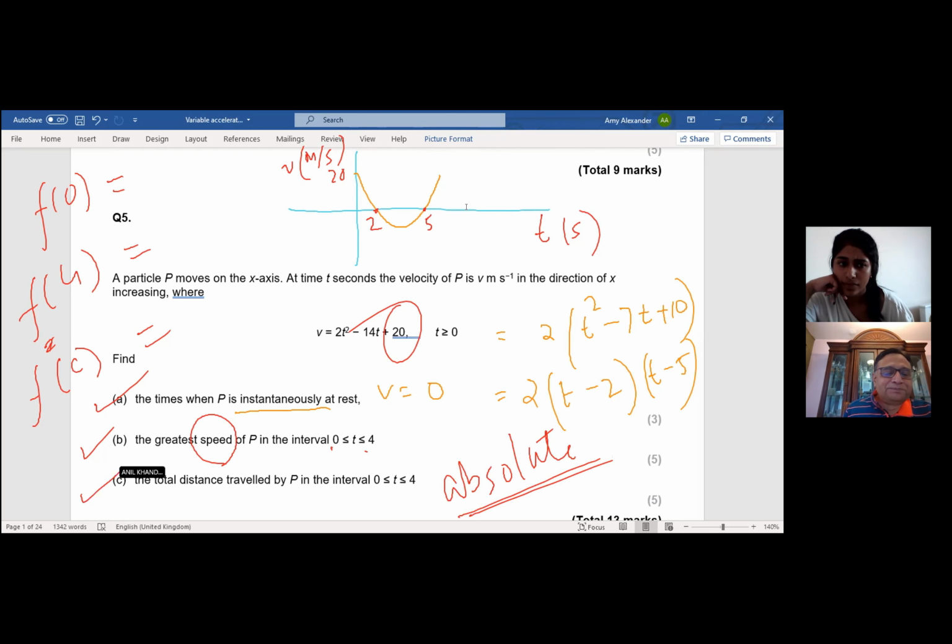Now, the third point, the total distance. There are turning points here, right? At 2 and 5. So you'll integrate between three limits, correct? 0 and 2, and 2 and 4. It's only going up to 4, correct? So again, that was the same issue. I did between 4 and 0, and that's why I got a wrong value. Okay, got it.